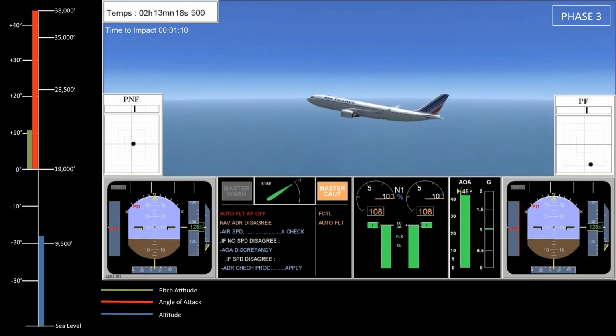As the aircraft descended through 10,000 feet, Bonin reacted by calling out, "We're there, we're passing level 100." In just 2 minutes and 8 seconds, the aircraft had fallen 28,000 feet.